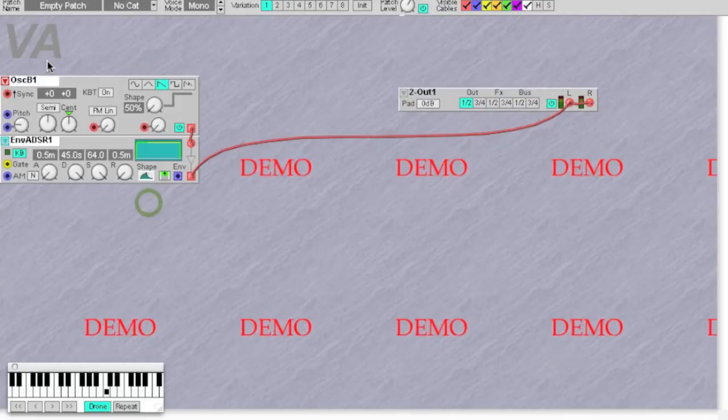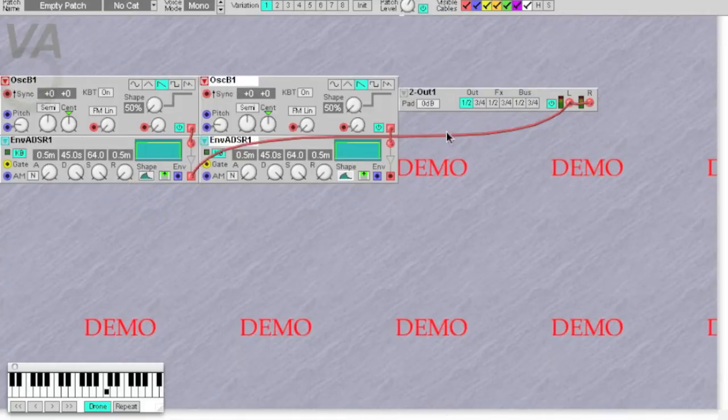Alright, so what happens when we do the same thing, but instead of using an LFO, we use another oscillator? This is the basis of FM synthesis. Our first oscillator is known as a modulator. It is modulating the frequency of our carrier. Let's see how this sounds. And that is FM synthesis.